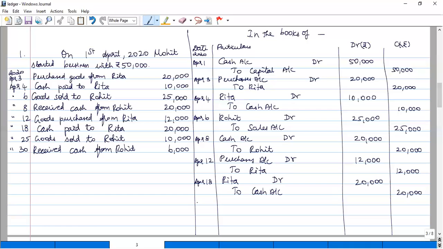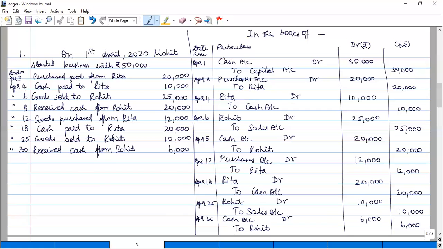Next, on April 25th, goods sold to Rohit. Once again, we are selling goods to Rohit on credit. So Rohit's account increases, so he has to be debited to sales account, 10,000. Next, on April 30th, we received cash from Rohit. So cash increase has to be debited to Rohit. Debtor decrease has to be credited, 6,000.